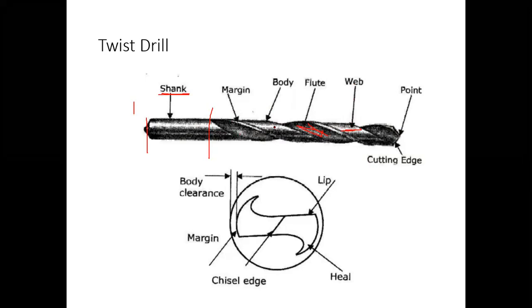And in this flute, along the body portion, we have a cutting edge. Actually, this portion is considered as a secondary cutting edge. This cutting edge is normally very sharp, so to avoid any breakages, they provide a small margin on it. That small thickness that is provided is considered as the margin.